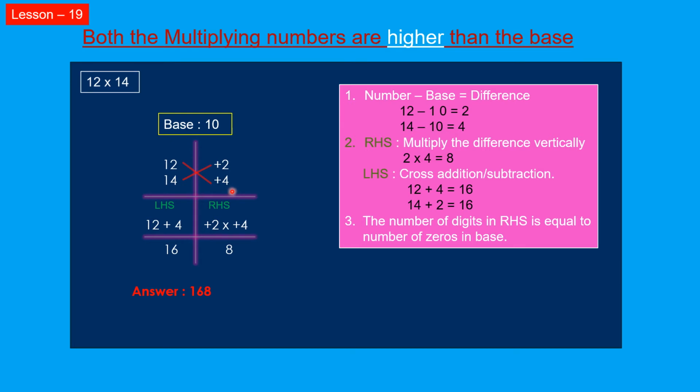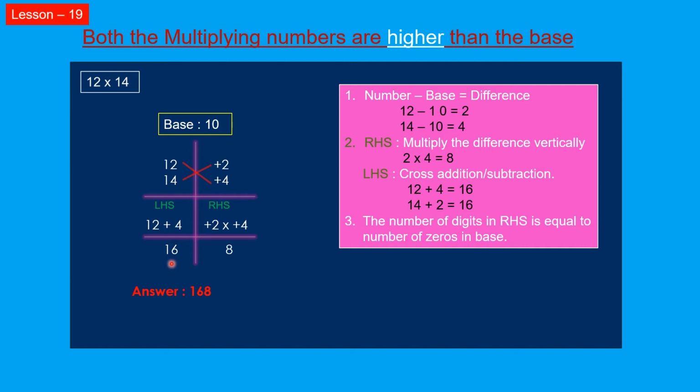Next, you get your answer in two parts, RHS and LHS. In RHS, you multiply the difference vertically. This is the difference, right? You wrote the difference here. So vertically you multiply the difference. 2 times 4 is 8. And in LHS, you do cross addition. 12 plus 4 or 14 plus 2 is the same, 16. So write 16 in your LHS.